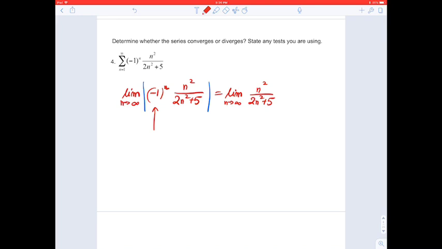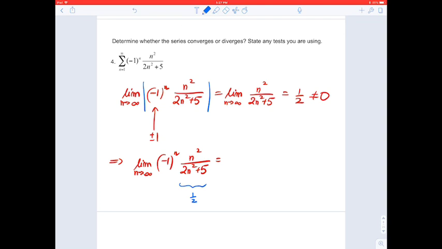Because these terms are positive, the absolute value of a positive number is a positive number, but this one, sometimes is positive 1, sometimes is negative 1, will change to positive 1. And we know that this limit is 1/2. That means this limit is different than 0. Then I can say that the limit of the original sequence, negative 1 to the n, n squared over 2n squared plus 5, the same thing.